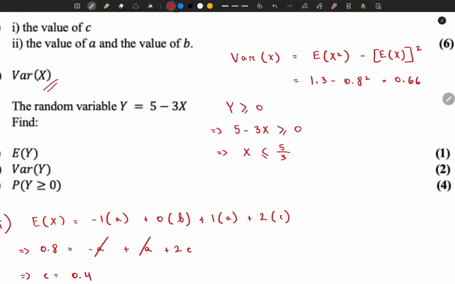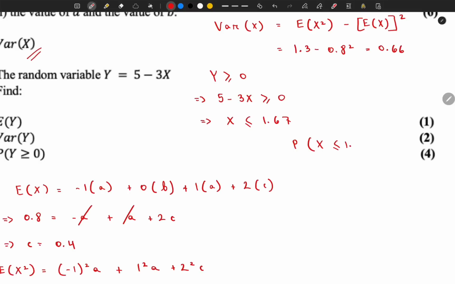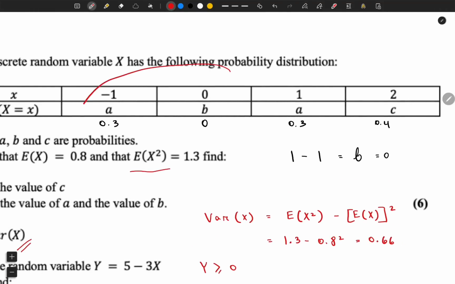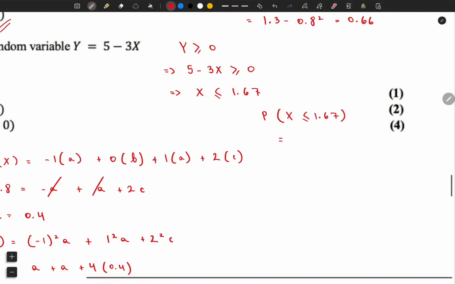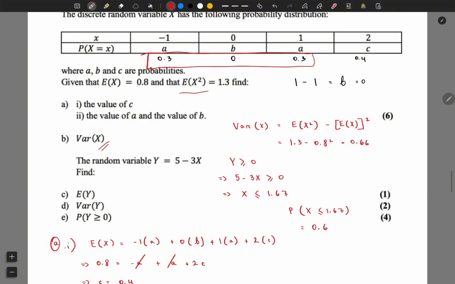And 5 by 3 can be written as 1.67. So x is less than or equal to 1.67. We need to find the probability of x less than or equal to 1.67. So when x is less than 1.67, these are all the values that I can see. So we need to add up all of these probabilities to get the final answer. So it's 0.3 plus 0 plus 0.3, which is 0.6. So that is the answer for this part, and I'll see you in the next question.